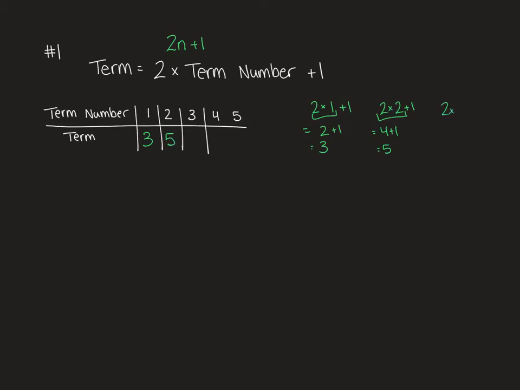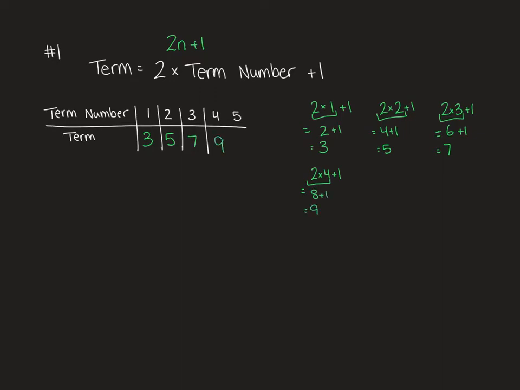And then we do our third term number, 2 times 3 plus 1. And 2 times 3 is 6 plus 1 equals 7. So that becomes our next term number. Then we have 2 times our term number, which is 4 plus 1. So that is 8 plus 1 is 9.